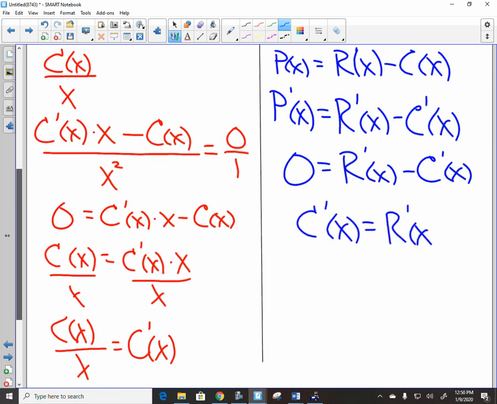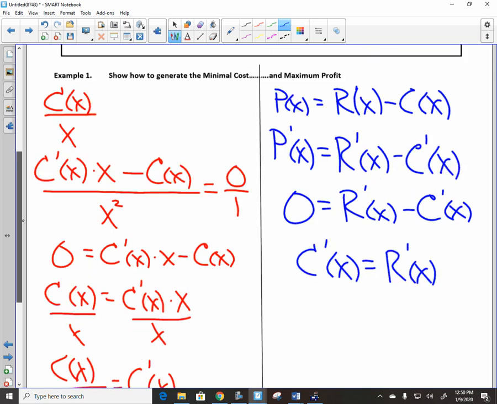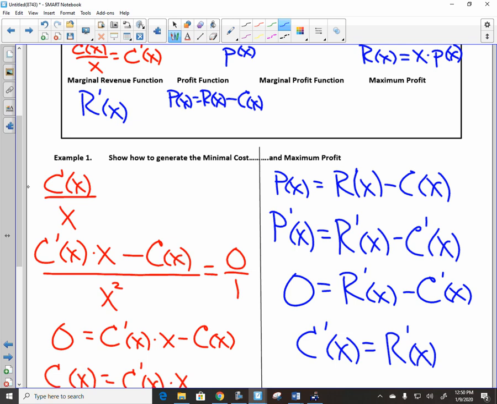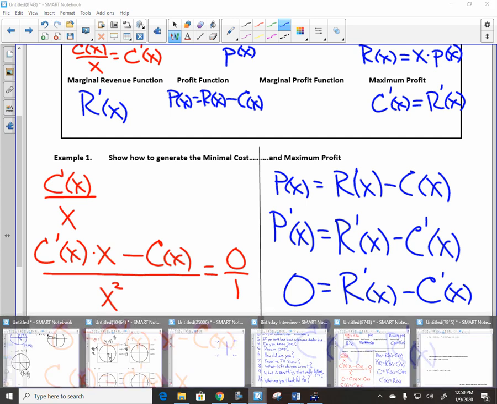When does maximum profit occur? When the marginal cost is equal to marginal revenue. So that's the last formula we'll write down. C prime of X is equal to R prime of X. When those are the same, you maximize your profit. Take out your worksheet and flip it over to the back side so we can try one of those kind of problems together.